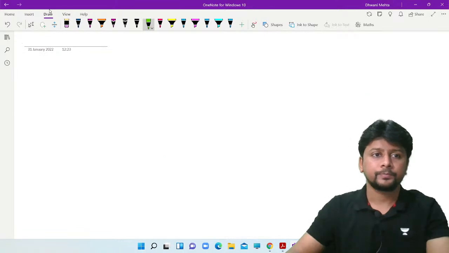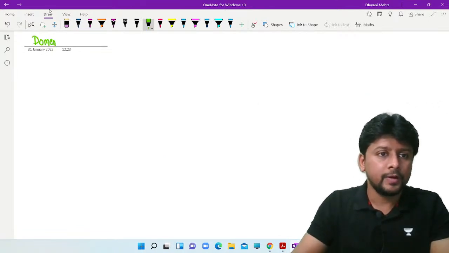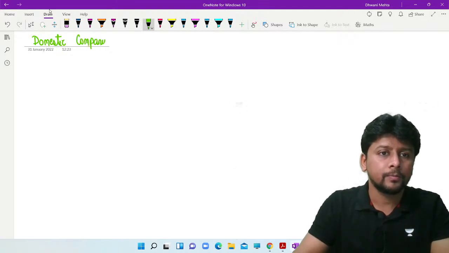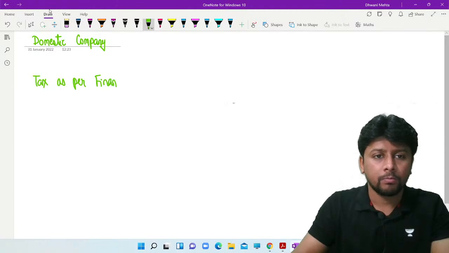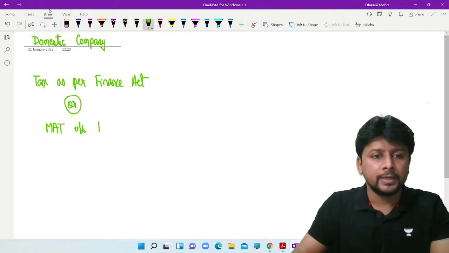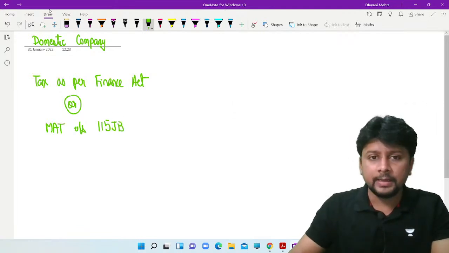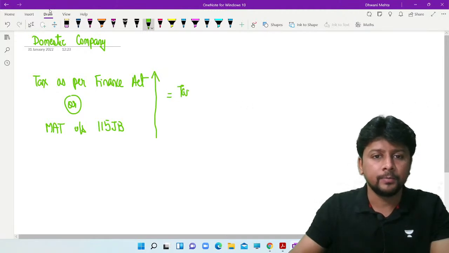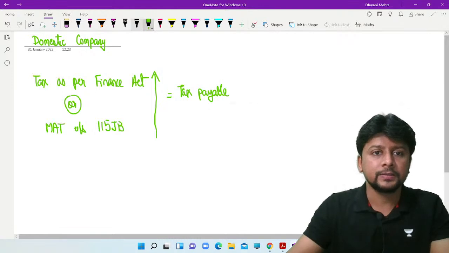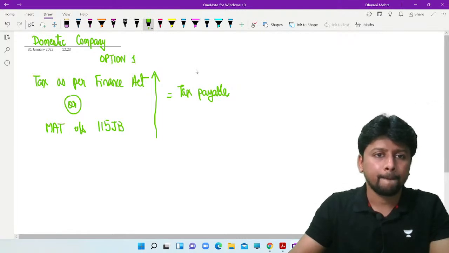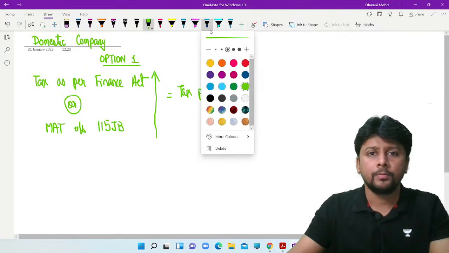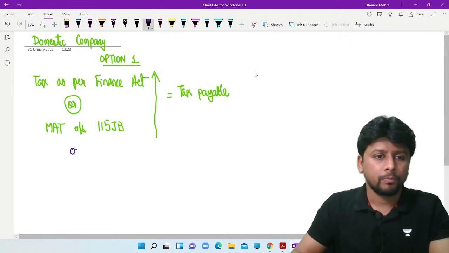Which means this domestic company will now have two alternatives to figure out. Either it will calculate tax as per the Finance Act, or it will calculate the minimum alternate tax computed as per the 115JB formula, and whichever is higher of the two will be the tax payable. This is option 1. Or what I can do is option 2.